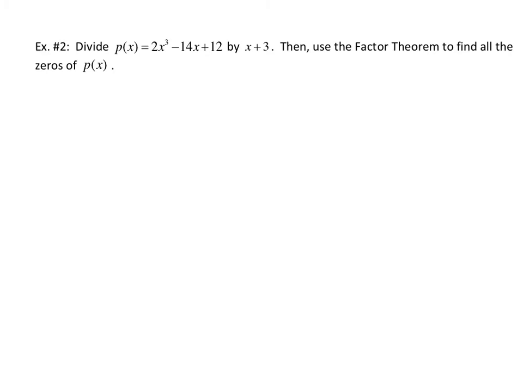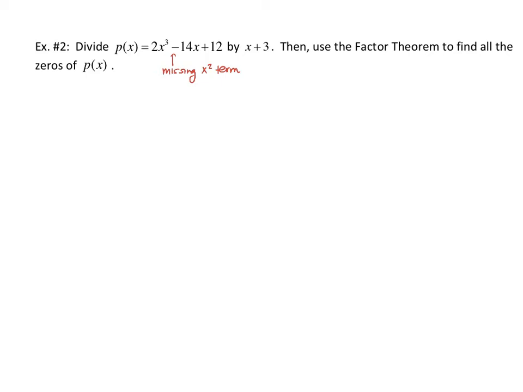Here we want to divide using long division, and then we're going to look at what we can learn from the quotient in that long division. As we look at our polynomial p of x, so 2x cubed minus 14x plus 12, notice that this polynomial is degree 3, but as we look at the terms, it's missing an x squared term. It goes straight from x cubed to x without having an x squared term. So when we set up our long division, we need to account for where the x squared would have been.